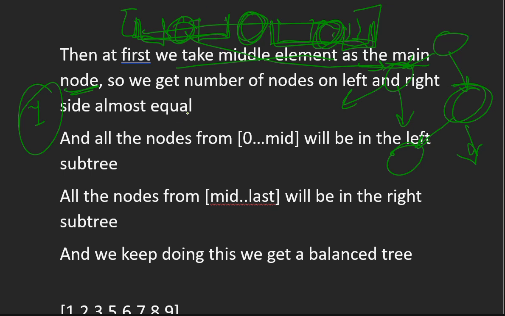We are distributing it in such a way that all the nodes from 0 to mid will be in the left subtree, because it is a binary search tree, and all the nodes that are smaller than this will be in the left subtree. Those greater than this are in the right subtree, that is mid to last. So this is the core concept of our approach.